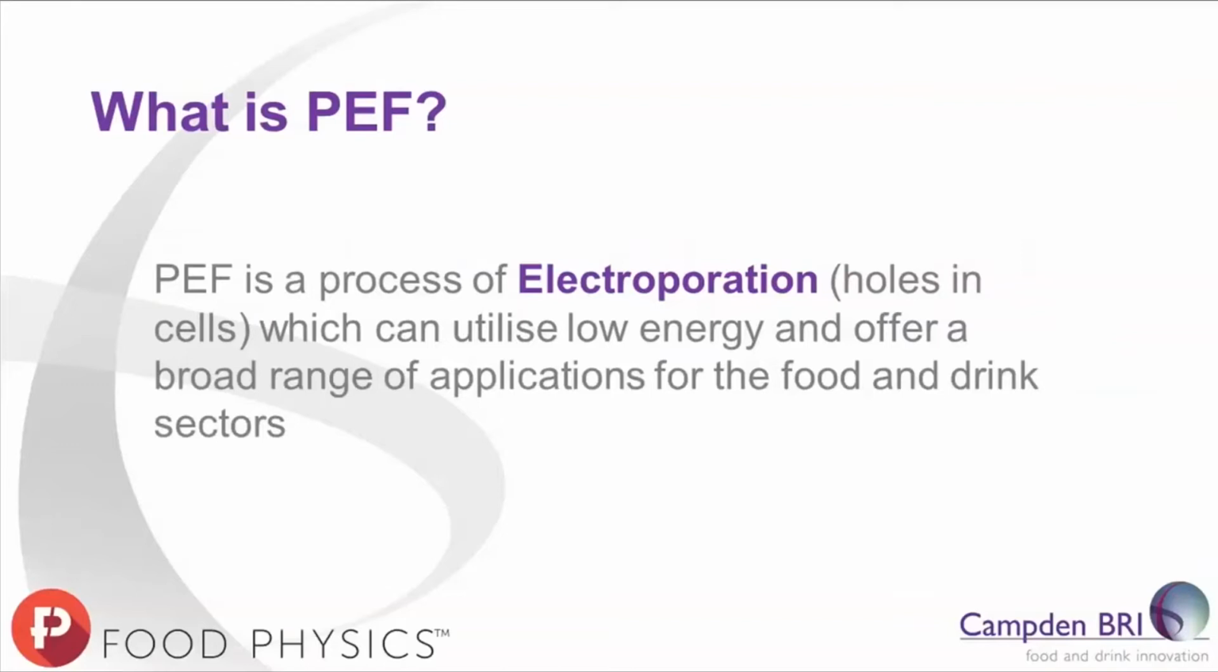So to start off, what is pulsed electric fields? Just to be as basic and strip it back down to the bare essentials, it is a process of electroporation. So basically making holes in cells, and you can utilize it using low energy to punch these holes in cells, and they can be reversible or irreversible depending on the intensity of the energy that you use, but it does offer a broad range of applications for the food and drink sector.